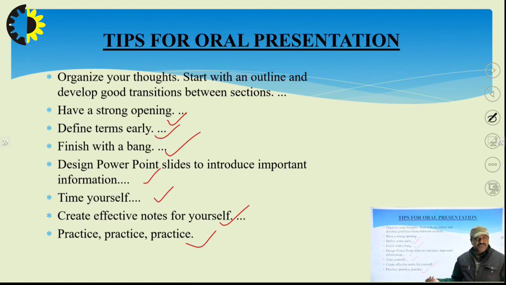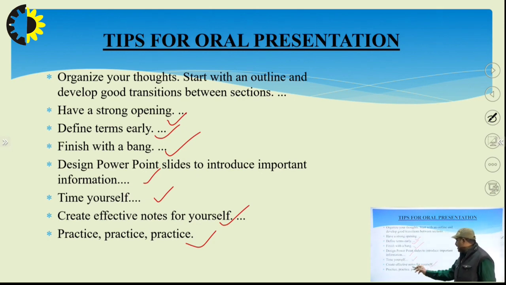PowerPoint slides, obviously they should be good. Time yourself. If you are allotted 15 minutes, use 15 minutes. 20 minutes, it should be 20 minutes. It can be 18 minutes also, or 22 or 25 minutes also. But try to be in time.